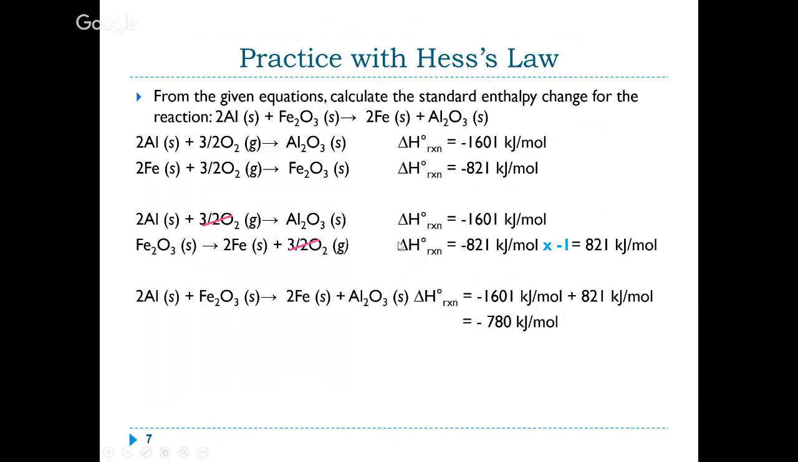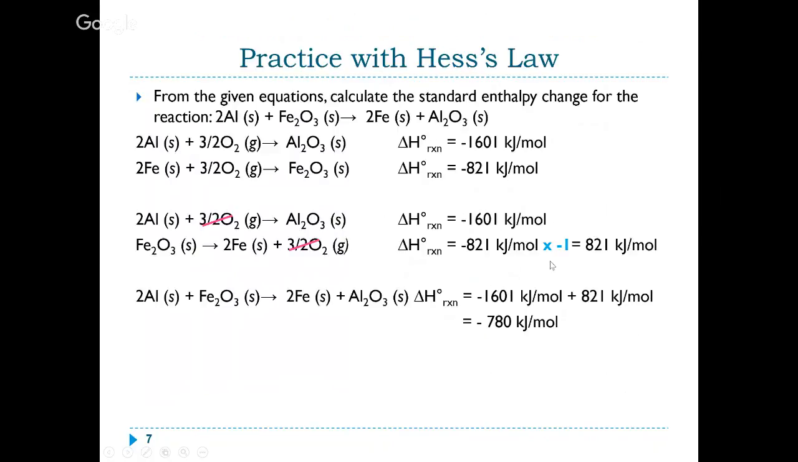So I always just start with the first thing I come to. I see that I have two aluminums. I look at this first equation and see I have two aluminums. I also notice that the aluminum oxide is a product and aluminum oxide is a product over here. So I don't do anything to this equation. I leave it as it stands.